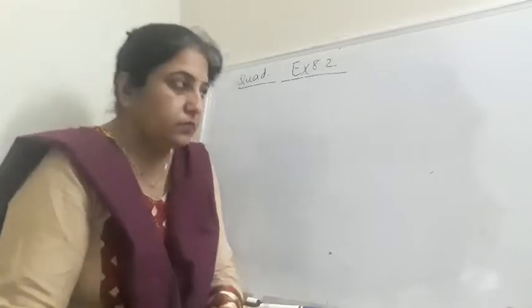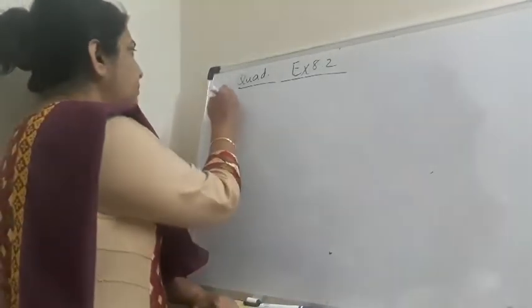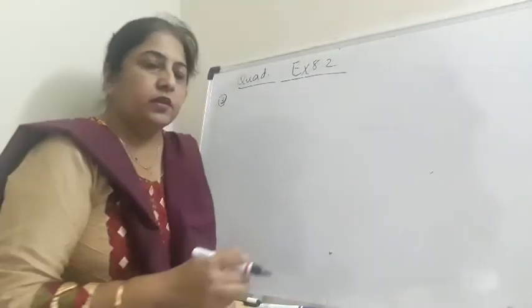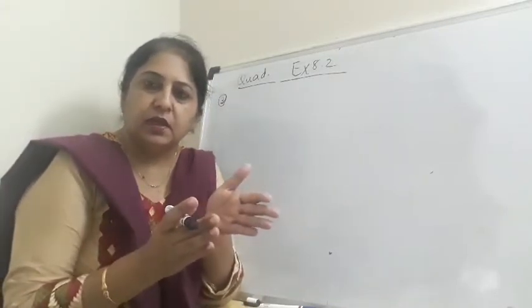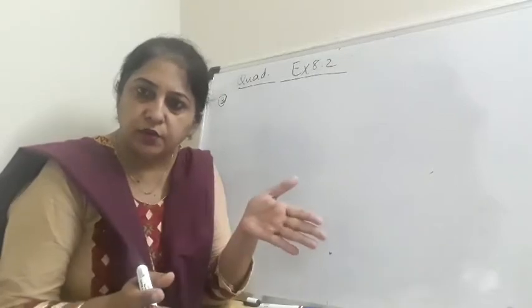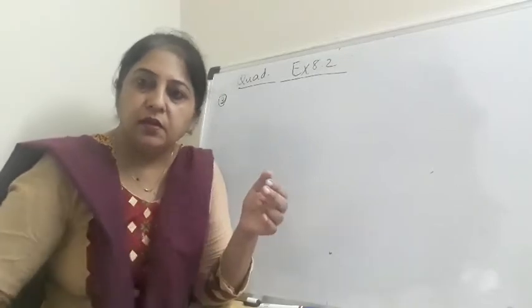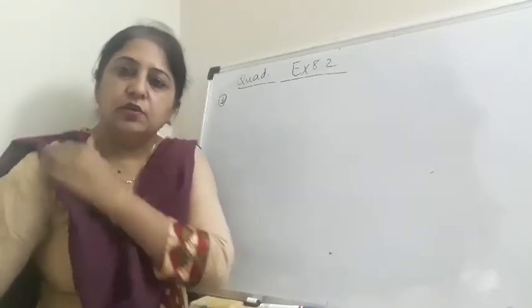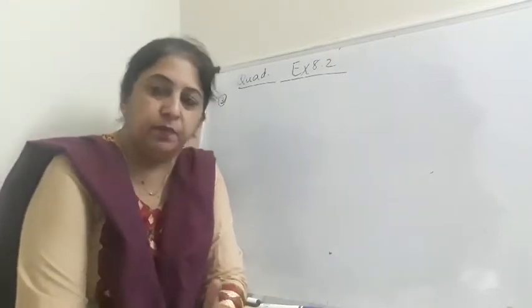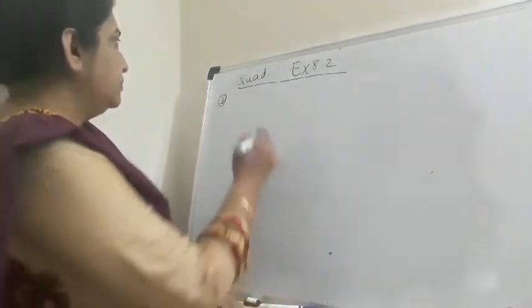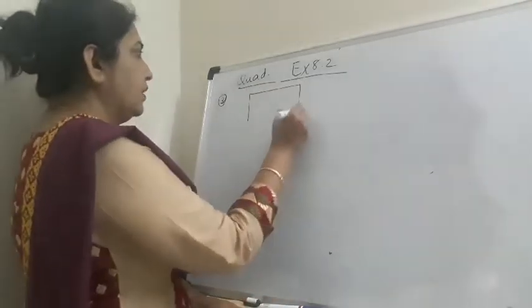Now, question number 3. Do you remember what the midpoint theorem is? The midpoint theorem says that the line segment joining the midpoints of two sides of a triangle is parallel to the third side and is equal to half of it. Okay, so coming to question number 3, it says that ABCD is a rectangle. So let us draw the figure.